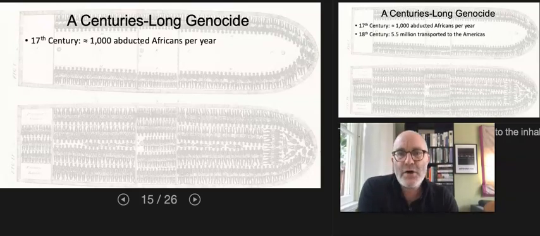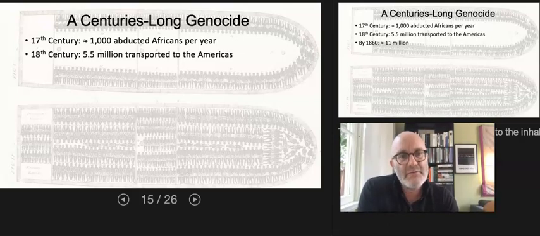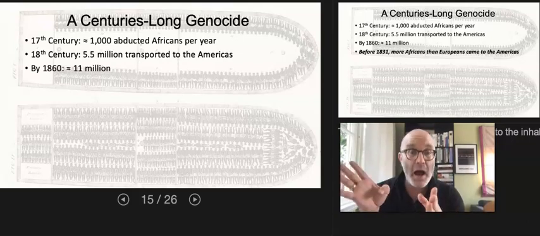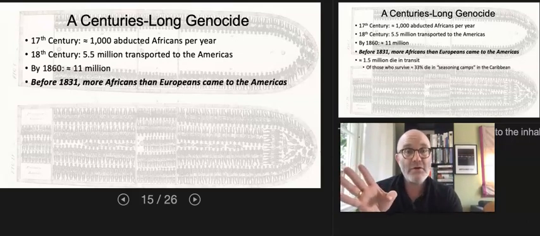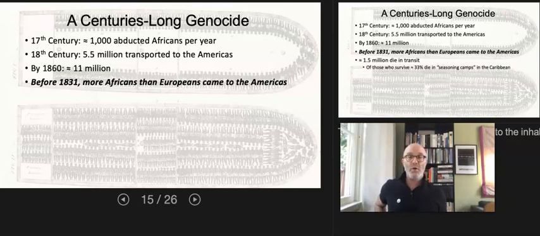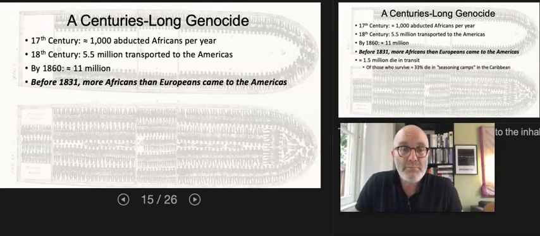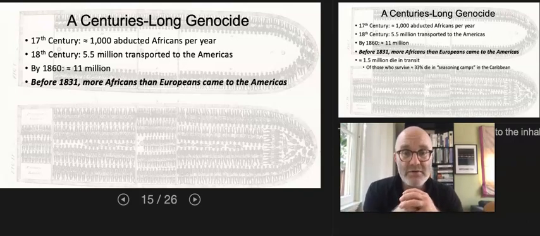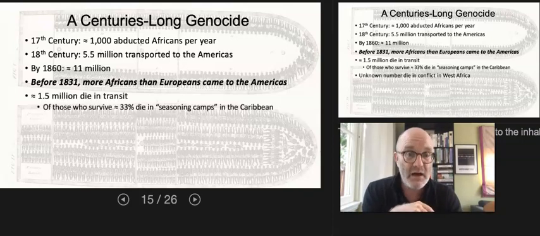17th century, about 1,000 abducted Africans per year. 18th century, it's up to about 5.5 million transported to the Americas total. By 1860, it's 11 million that end up in the Americas, right? So before 1830 or 1831, more Africans than Europeans are coming to the Americas. Many of them are dying very, very quickly. About 33% die in the seasoning camps in the Caribbean.